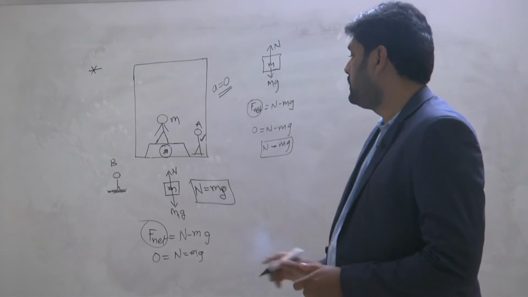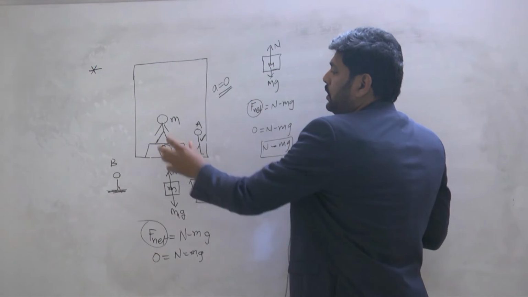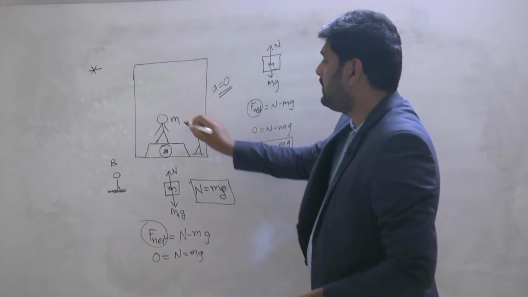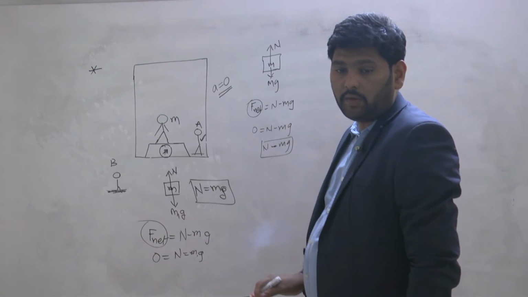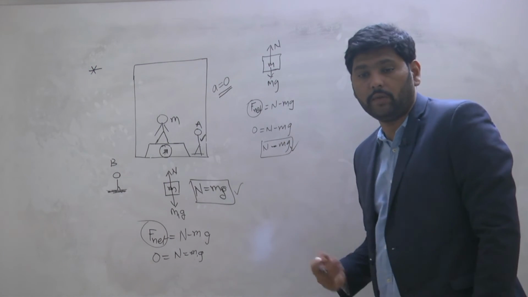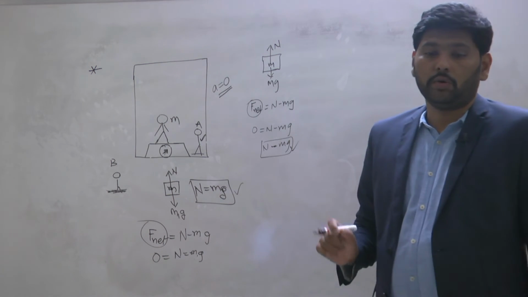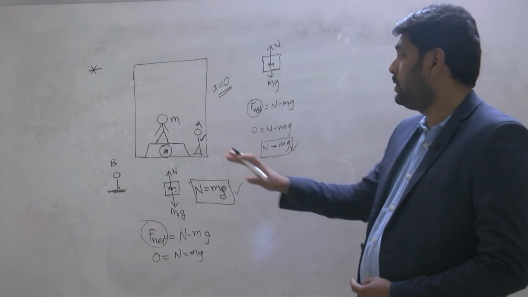So with respect to person A and person B, you feel that the weight of the man is only mg. Understand? In both cases you have mg. This is the way we can study the motion of the body with respect to A and B.